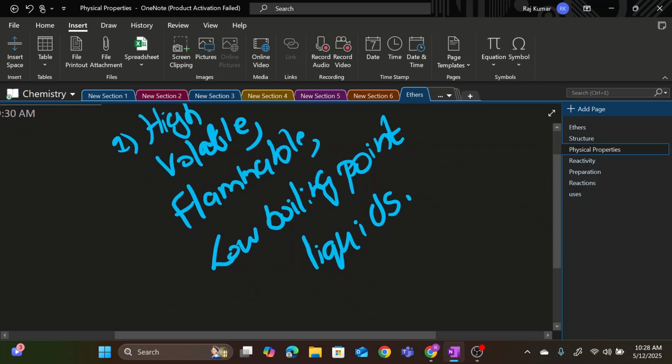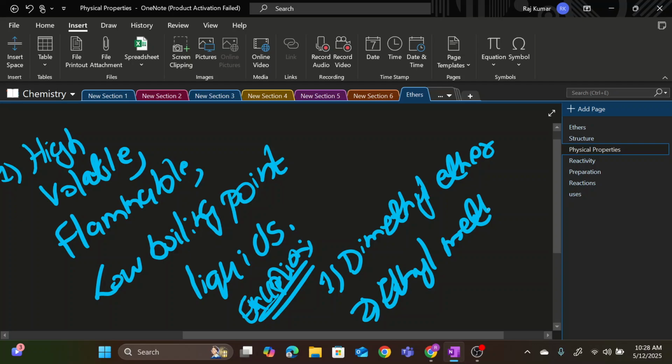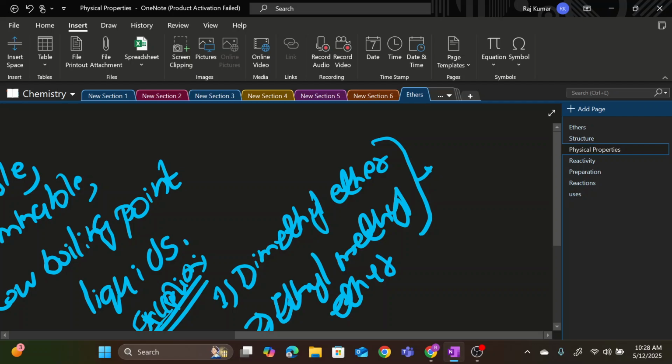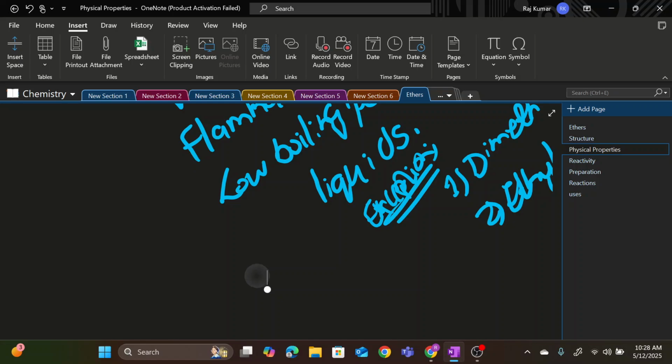There are some exceptions as well. Exceptions are dimethyl ether and ethyl methyl ether. Both of them exist in gaseous form because of their low molecular mass. These are gases. And when it comes to ethers, they are very unreactive.